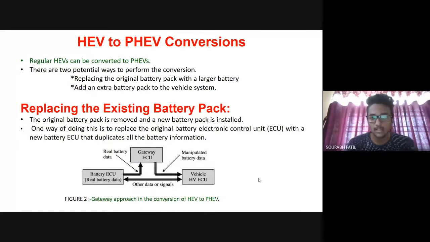Another one is using a gateway approach. You can see the block diagram of the gateway approach here. In the gateway approach, the battery electronic unit gives its information to the gateway ECU, which is part of the new battery pack. This new battery pack produces the manipulated data and gives it to the PHEV electronic control unit.